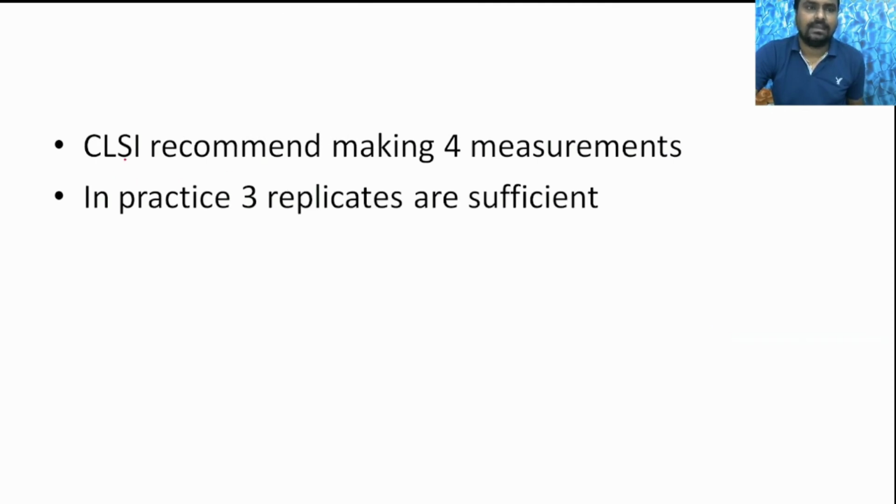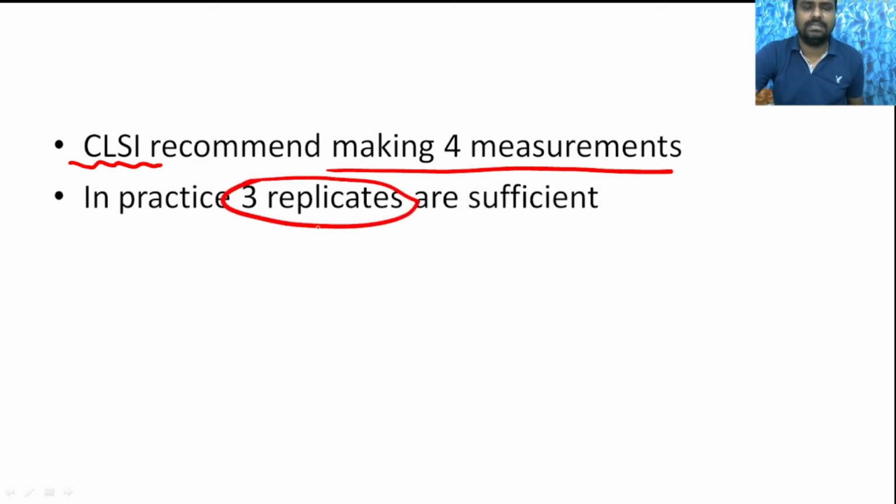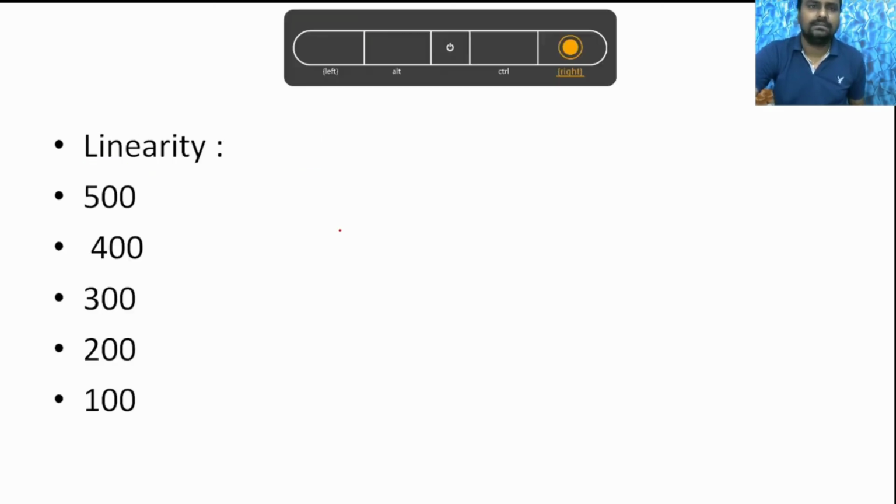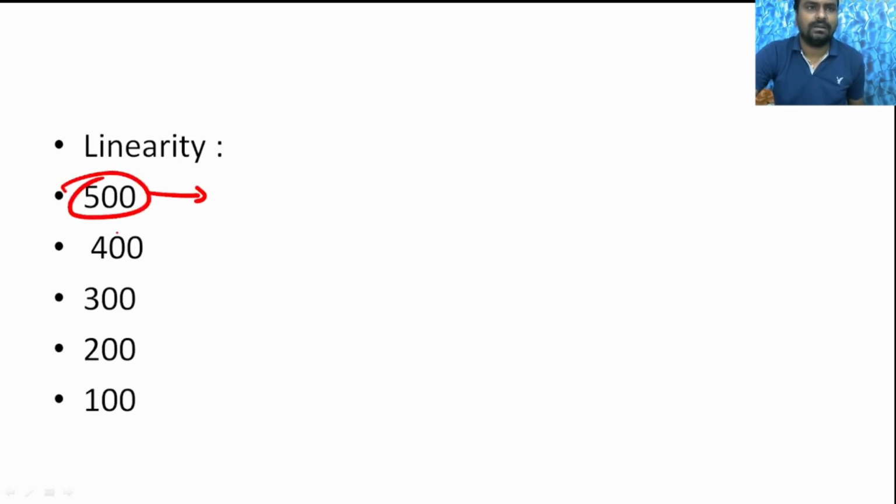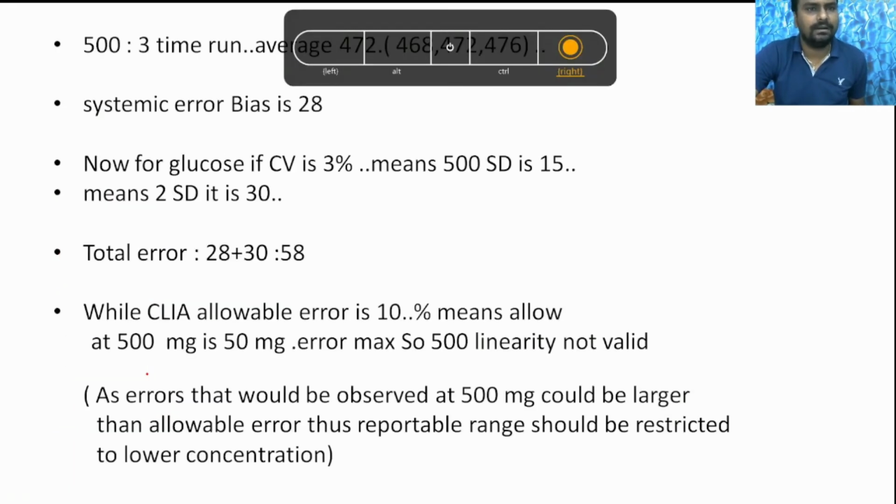Now the CLSI, Clinical and Laboratory Standards Institute, recommends making 4 measurements, replicating 4 times. But in practice we have seen that 3 replicates of each concentration are sufficient. So we are taking 3 readings of the 500 result, 3 readings of 400, 3 readings of 300, 3 readings of 200 and 3 readings of 100.